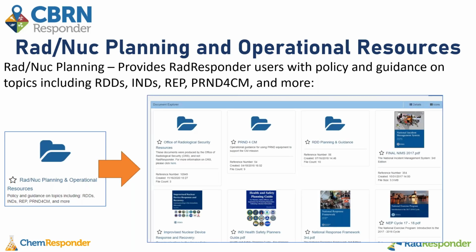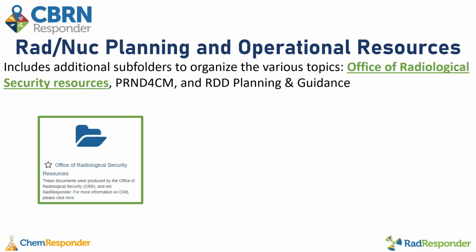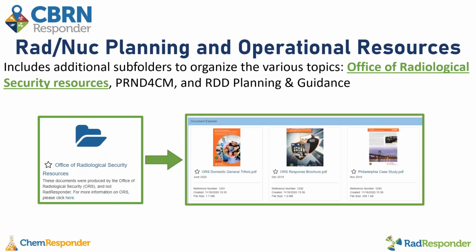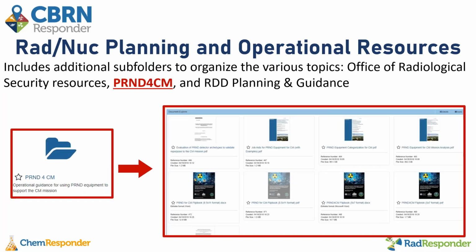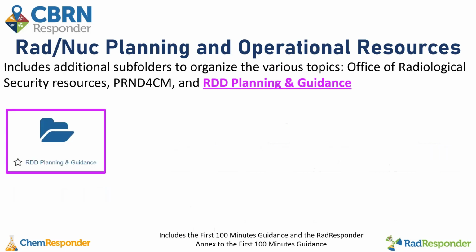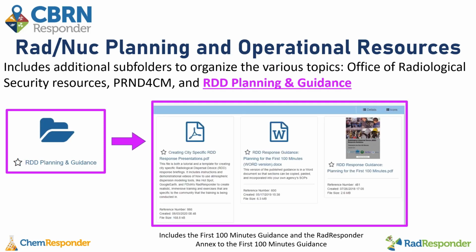Now, within the RadNuke planning and operational resources folder, there are additional subfolders that I'd like to highlight, and it helps organize the various topics. So we do have a folder for the Office of Radiological Security resources, and this includes some PDFs. We have a folder for PRND for CM, which includes additional documentation. And the RDD planning and guidance folder, which includes the first 100 minutes guidance and the RadResponder annex to the first 100 minutes guidance.